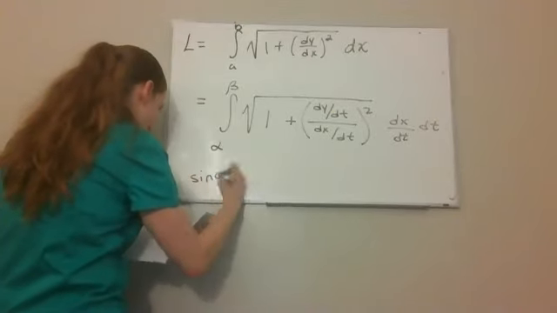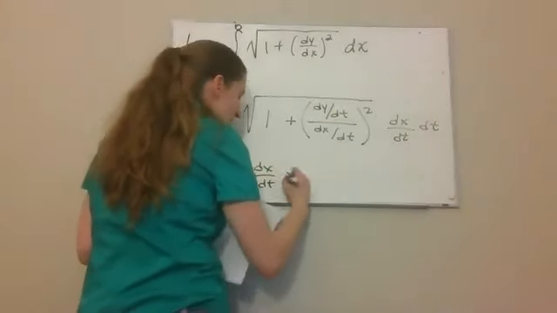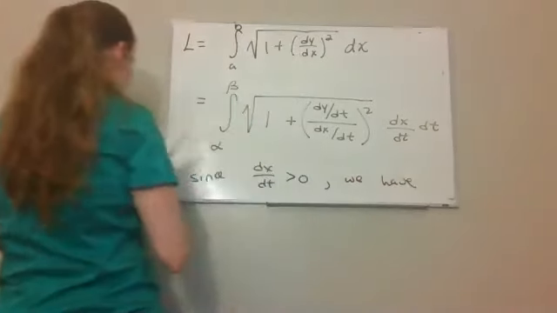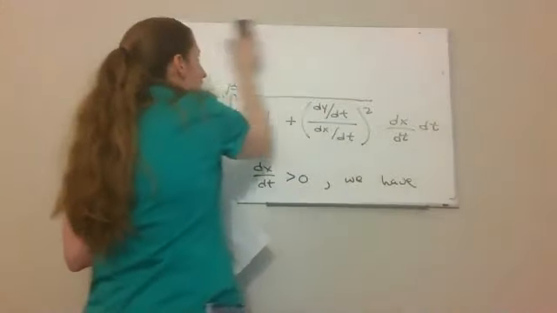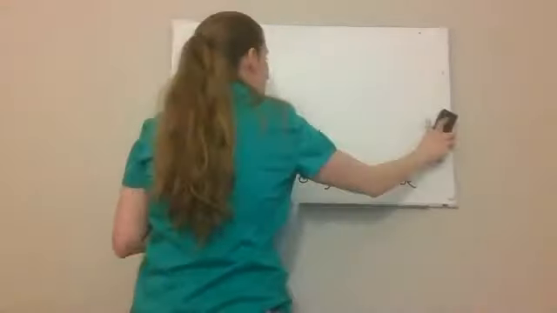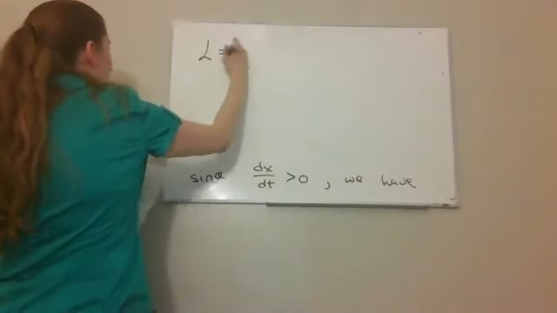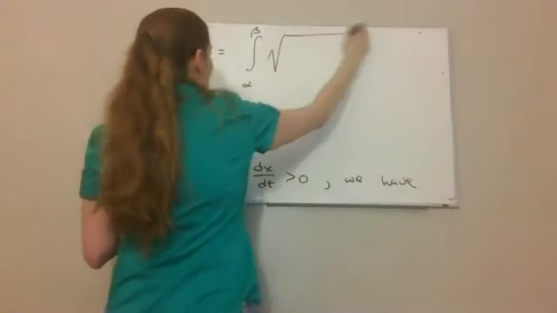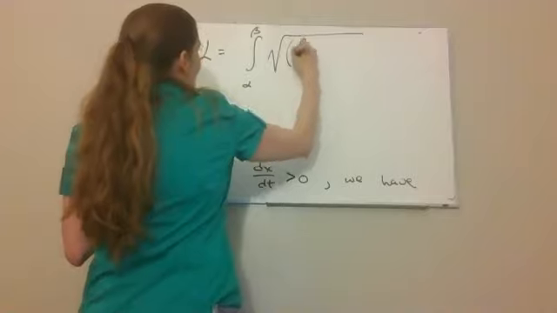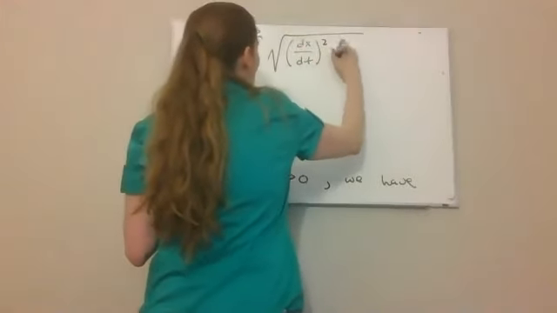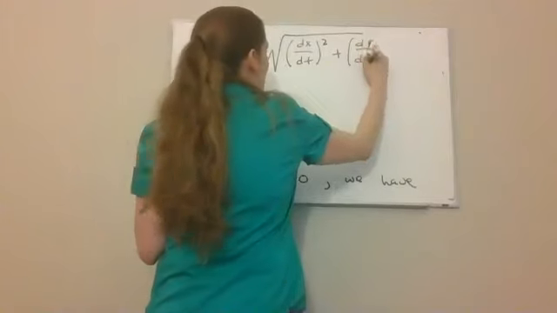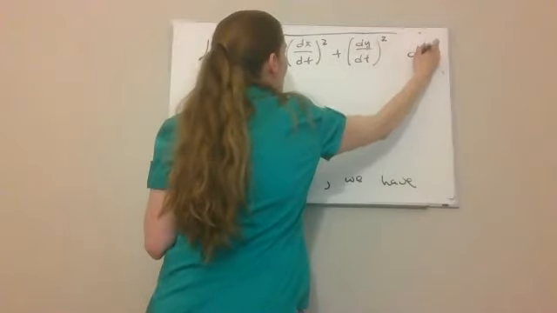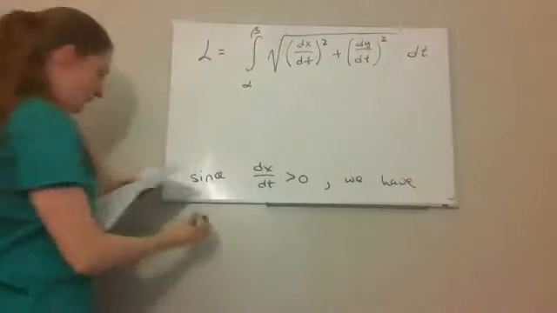Now, since we said that our dx/dt is bigger than 0, we can rewrite this in a nice way. My arc length is equal to an integral from alpha to beta of the square root of dx/dt squared plus dy/dt squared, with respect to t.